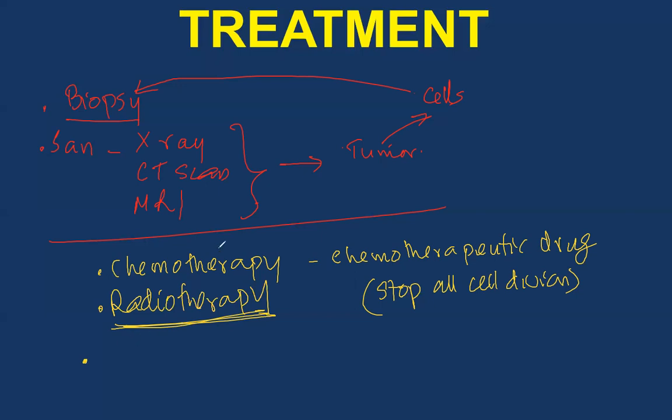There's a new technique in which they take out your white blood cells and put specific genes in the white blood cells to identify the cancer cell, and they destroy the cancer cell, right? So it's called immune therapy, but we don't study it. It's not in our syllabus. Hope you understood the treatment. Okay.